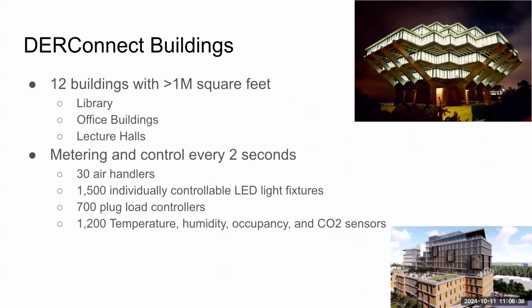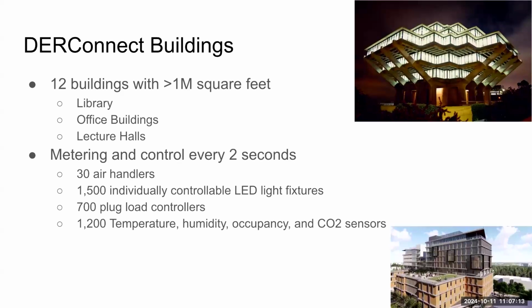Buildings, I know it's a big focus at UC Davis, research on buildings. So here we worked with Johnson Controls to take 12 buildings on the UCSD campus and equip them with very dense metering and thermostats and lighting systems. So we now have 30 air handlers. Those are the machines that pump air through the building. We have about 1,500 LED fixtures, plug load controllers, and then we have these thermostats that do CO2 monitoring as well as temperature, humidity, occupancy.